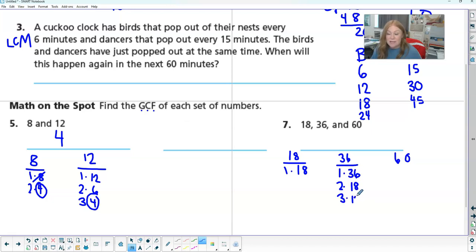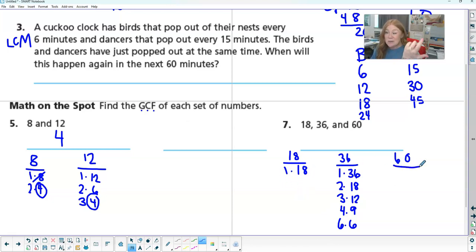3 goes in there 12 times. 4 goes in there 9 times. 5 can't go in there. 6 can. 6 times 6. And now I have a double. So we're done with that one. So this one had 1, 2, 3, 4, 5 sets to make 36. It has lots of factors. So 18 had 3 sets.